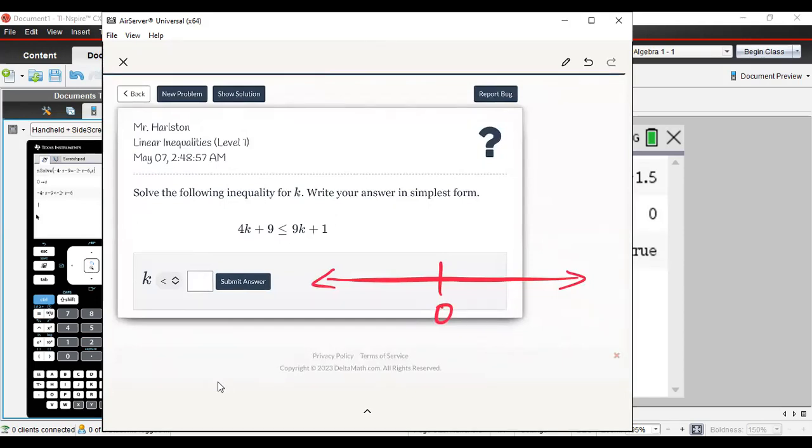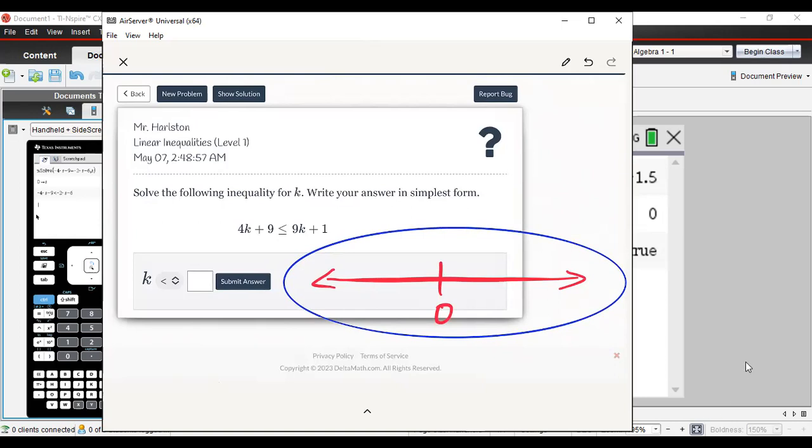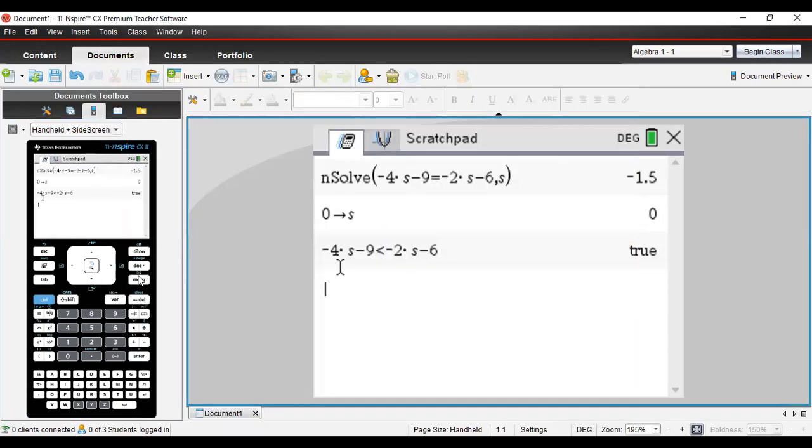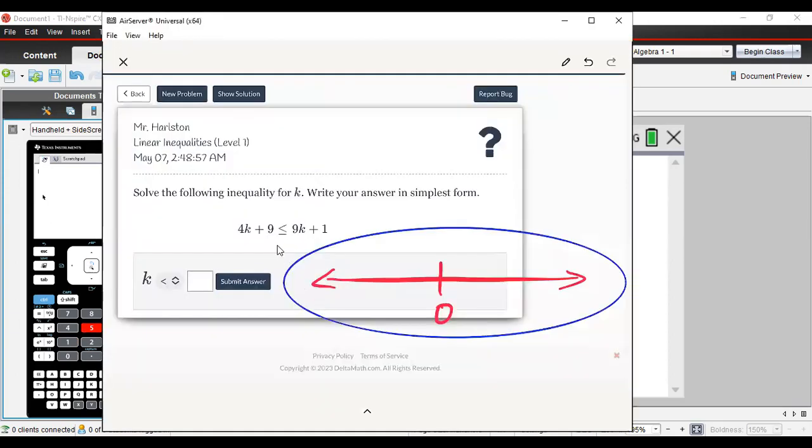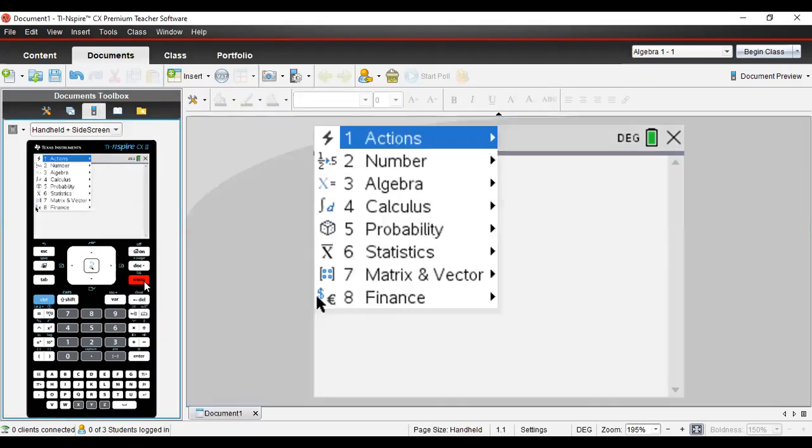Okay, again, if they don't give you a number line, draw your own. The only thing you need is an arrow going in both directions, and in the middle, you're going to put 0. So we're going to take this inequality. We're going to do menu 15, get rid of all this stuff. We're going to take this inequality right here, 4K plus 9 is less than or equal to 9K plus 1. We're going to take that and Nsolve it. So we go here, and this is going to be menu 31.